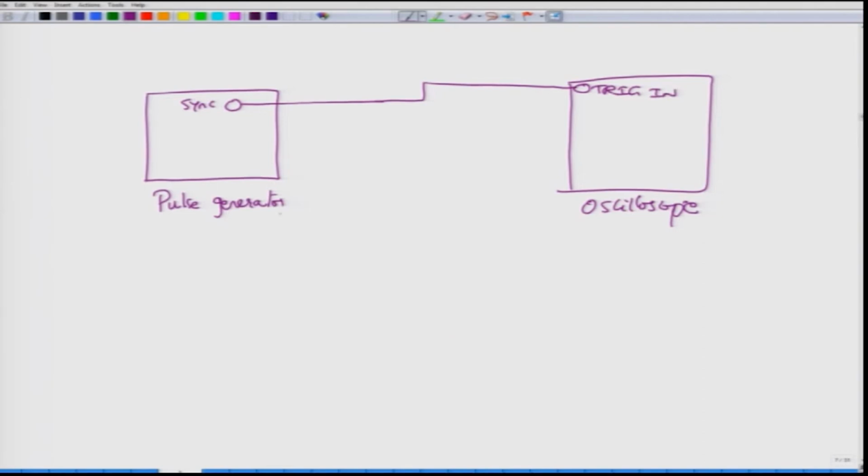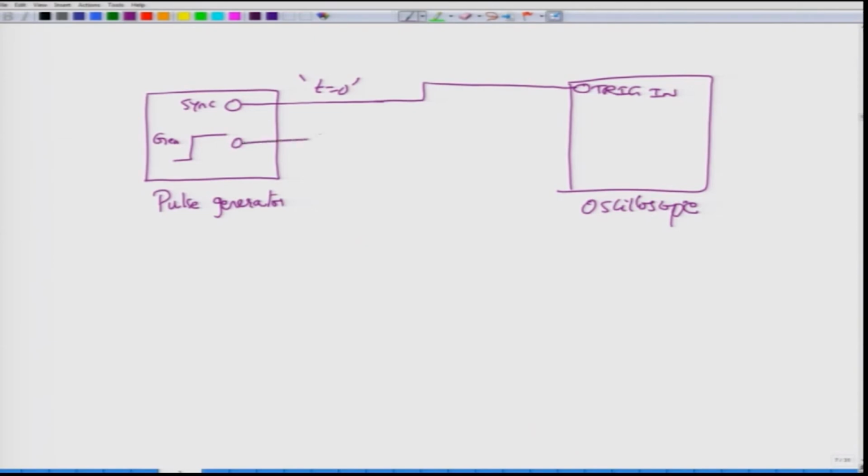When you are actually sending the pulse, you need a t equal to 0 for your pulse generator. That t equal to 0 condition is given by the syncing condition, or the sync to the trigger in. Then you actually have a pulse or a step generator. It could be both. Pulse TDRs also exist, step TDRs also exist.